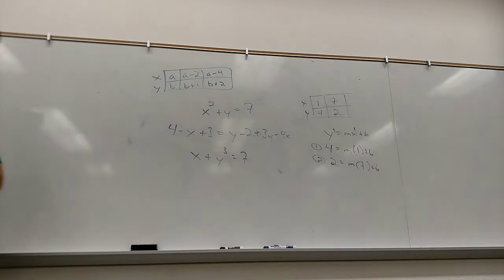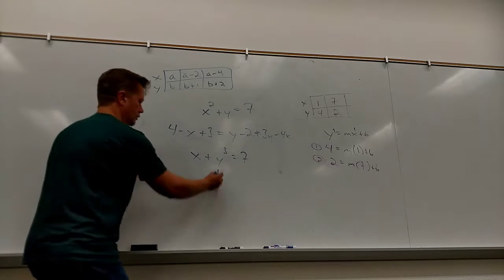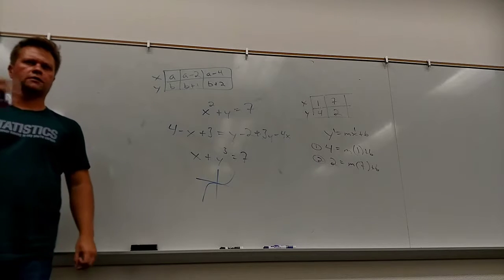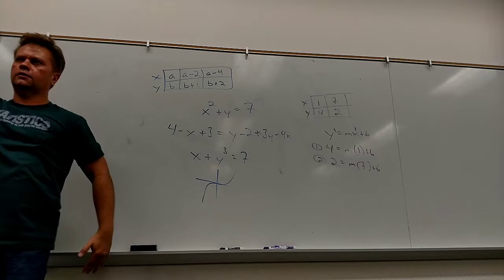Is that linear? Why? There's a third power. In fact, this is going to look something like... Some of you might know that. It looks like a parabola that kind of half of it fell out. That's what I call a cubic.